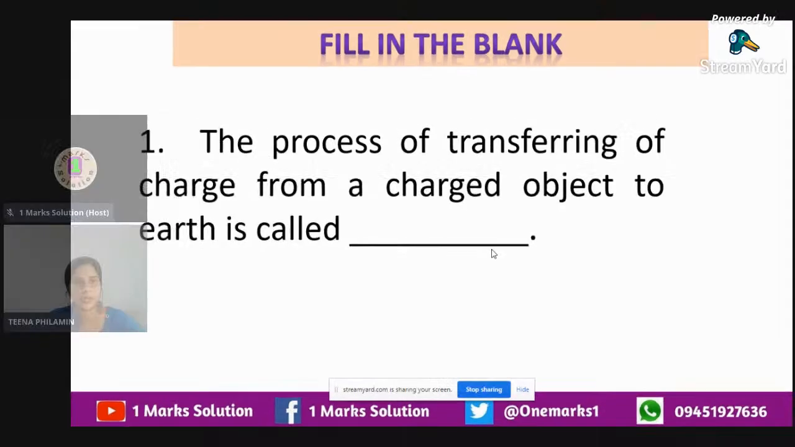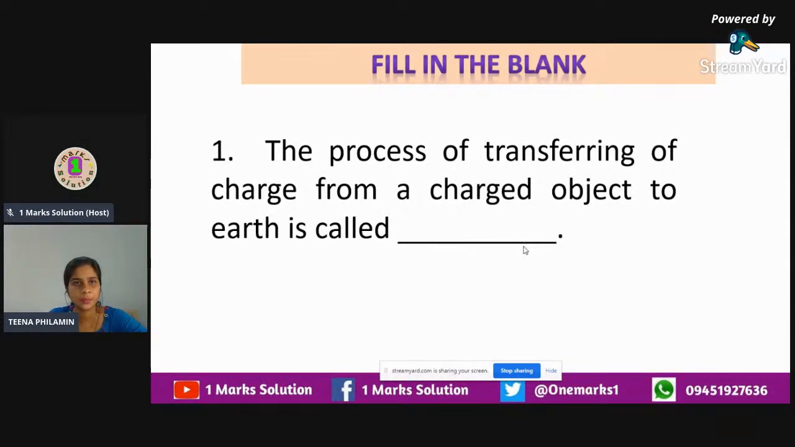Filling the blanks. The first question is: the process of transferring of charge from a charged object to earth is called dash. If some excess electric charge passes through an electric circuit, it will cause damage to the electrical equipment as well as to the humans handling that equipment. So the process of transferring that excess charge to the earth is called earthing. What we are doing in earthing is providing a path for the current to pass through the earth. So the answer is earthing.